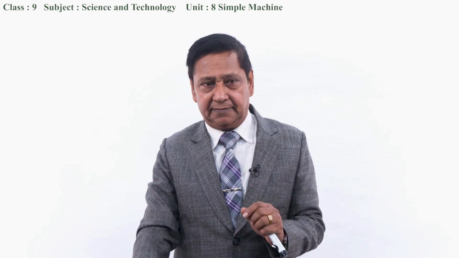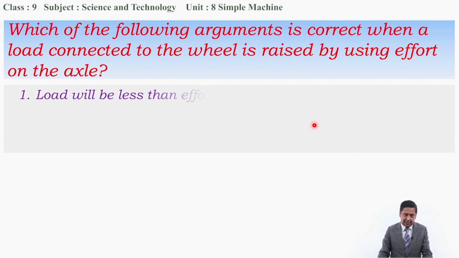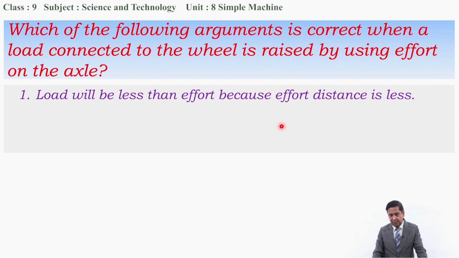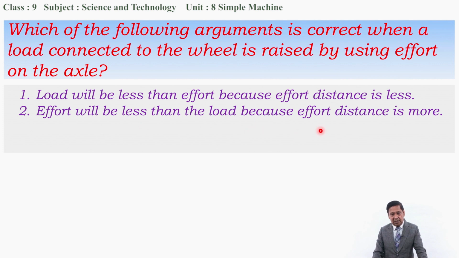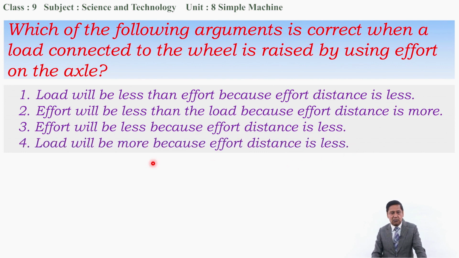Okay. Now I want to go through another interesting question. Which of the following arguments is correct when a load connected to the wheel is raised by using effort on the axle? First, load will be less than effort because effort distance is less. Effort will be less than the load because effort distance is more. And effort will be less because effort distance is less. And last one, load will be more because effort distance is less. It's very, very confusing, isn't it?